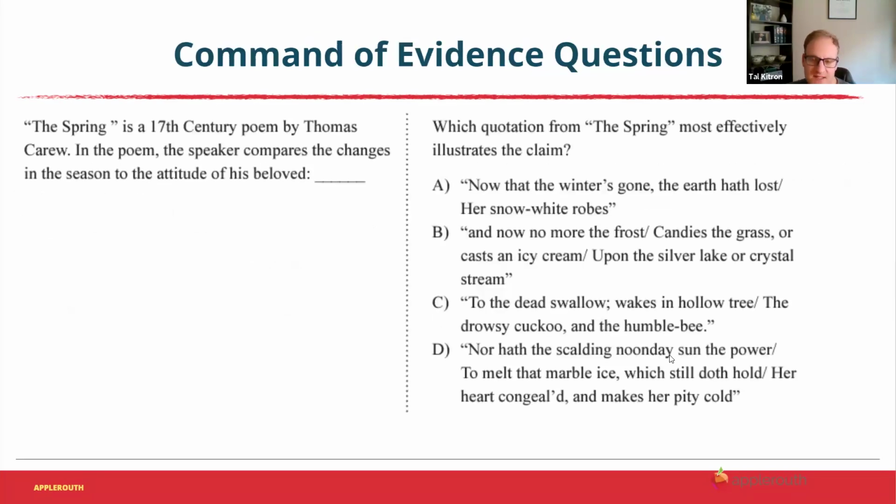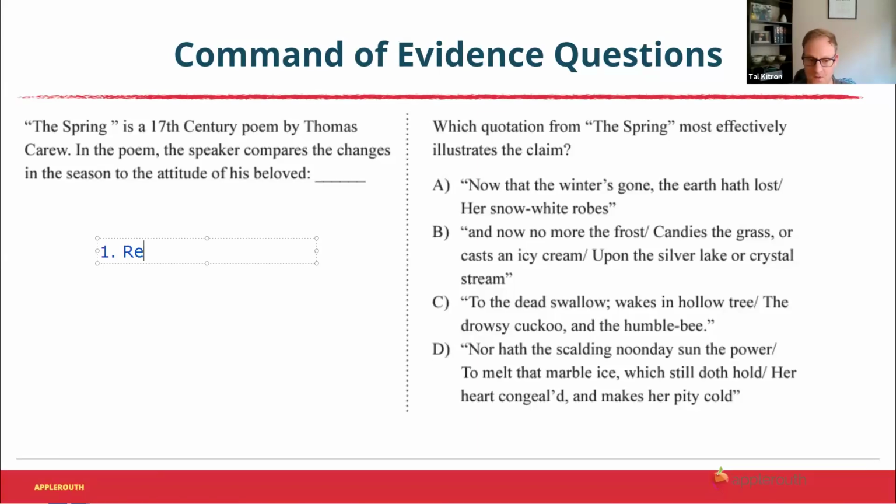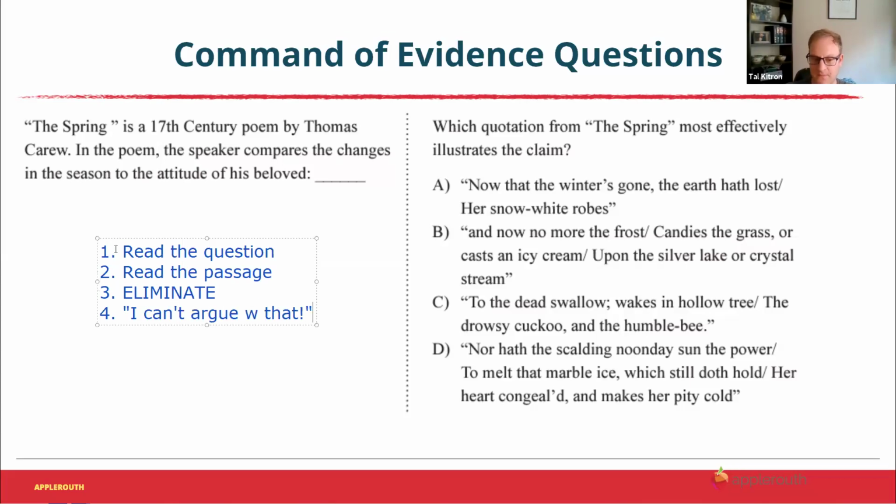Next question type we're going to look at is command of evidence. And honestly, for the next several questions, the strategy is pretty much the same. Number 1, read the question on the right-hand side. Number 2, read the passage. Number 3, eliminate answers. And number 4, pick an answer that makes you say, I can't argue with that. So not, I love it, not it's perfect, not it's sweeping and flashy and great, but it's vague and general enough that we can't argue with it. That's what we're looking for.